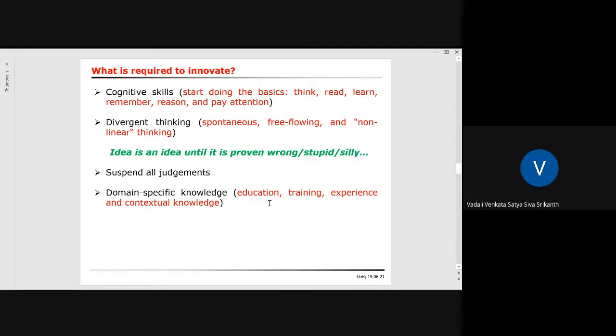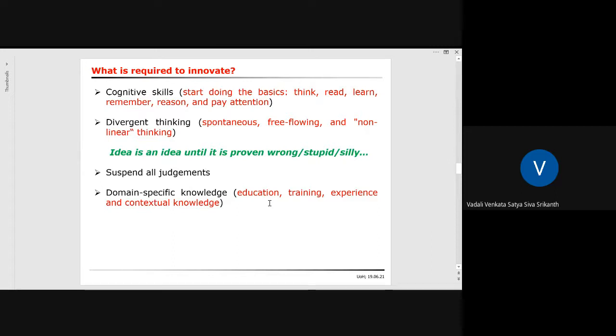If we feel that we are weak at something, reading or something, we need to improve that cognitive skill. Divergent thinking is needed. You should allow spontaneous thinking, free flow of ideas, and non-linear thinking. But you should think only in this manner? No. We should always keep in mind that an idea is an idea until it is proven wrong, stupid, or silly. We are only proving the idea to be stupid, not the person or the persona. You should suspend all judgment.